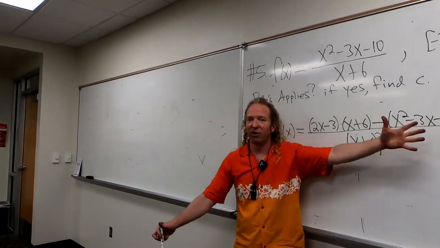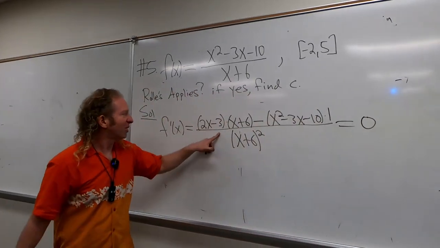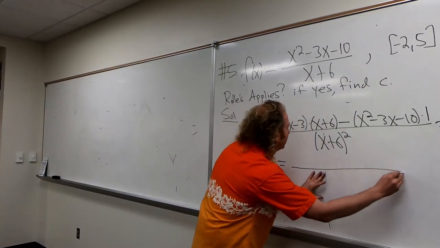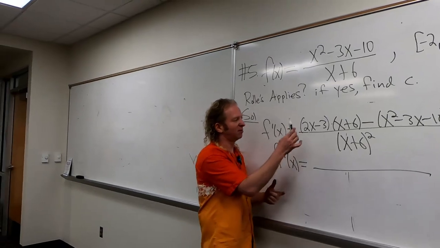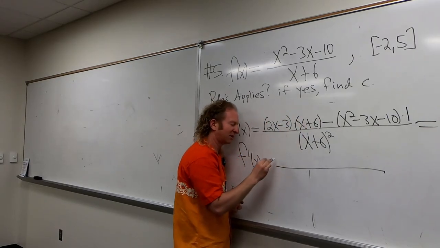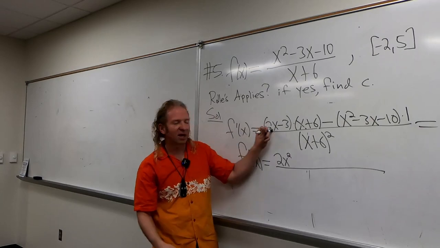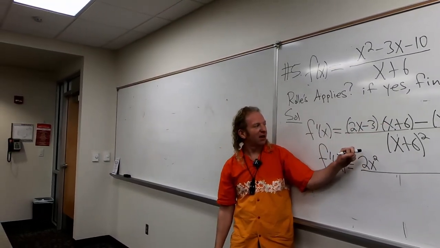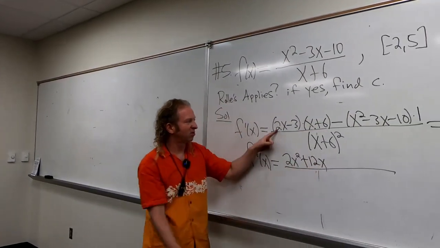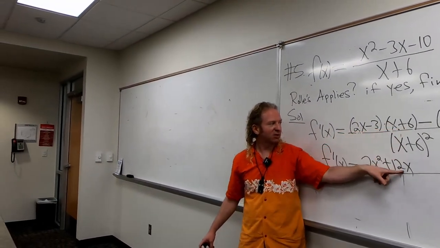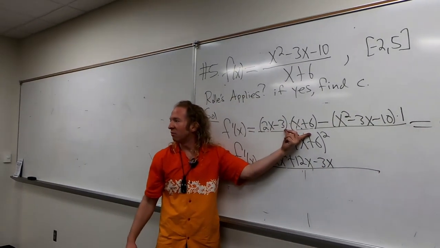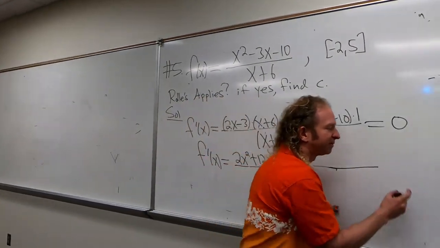What do we set it equal to? Zero. So now we have to actually distribute this. So f prime of x. You can use FOIL. I just take this and multiply it by these, and this and multiply it by these. So 2x times x is 2x squared. 2x times 6 is 12x, minus 3x, that's the middle term, and then minus 18, that would be the last.